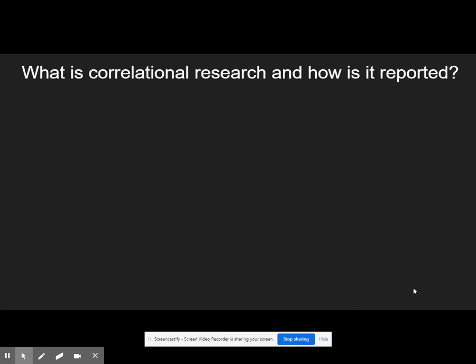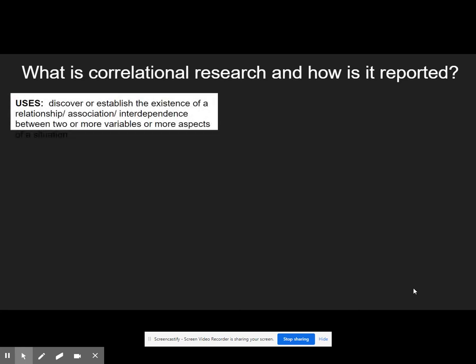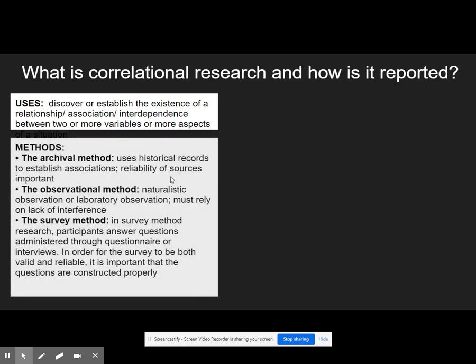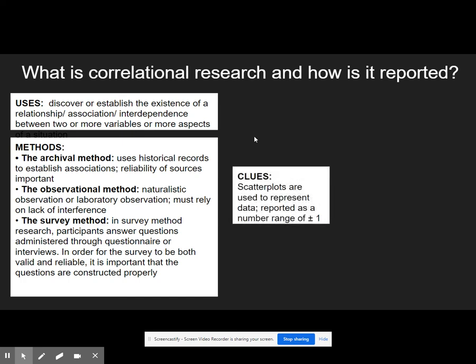So now let's move on to correlational research and how it is reported. What do we use correlational research for? We're trying to establish the existence of a relationship between two or more variables. We can use archival methods, observational methods, survey methods, so lots of different methods. But whenever we're looking at correlational research in psychology, we're going to know that it is a correlational piece of research whenever we see scatter plots.